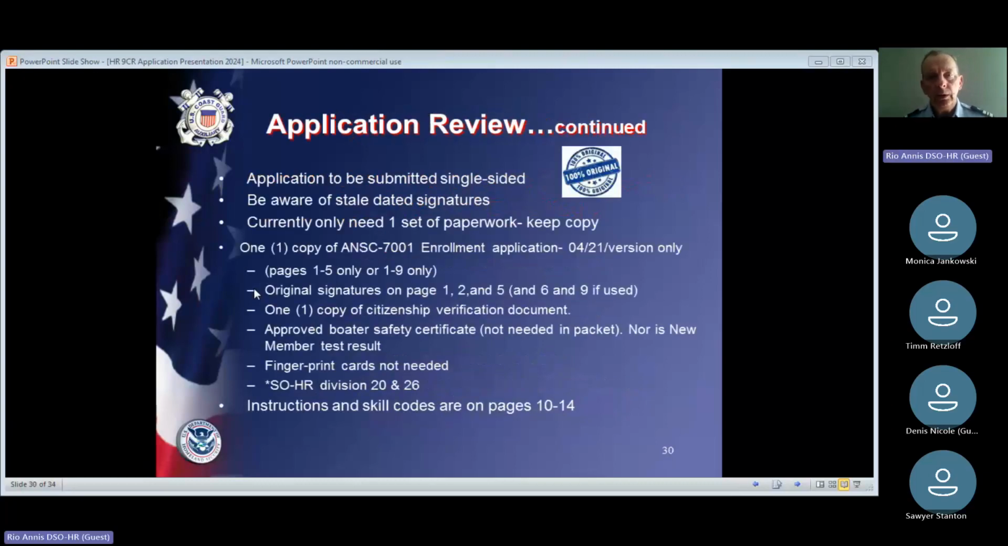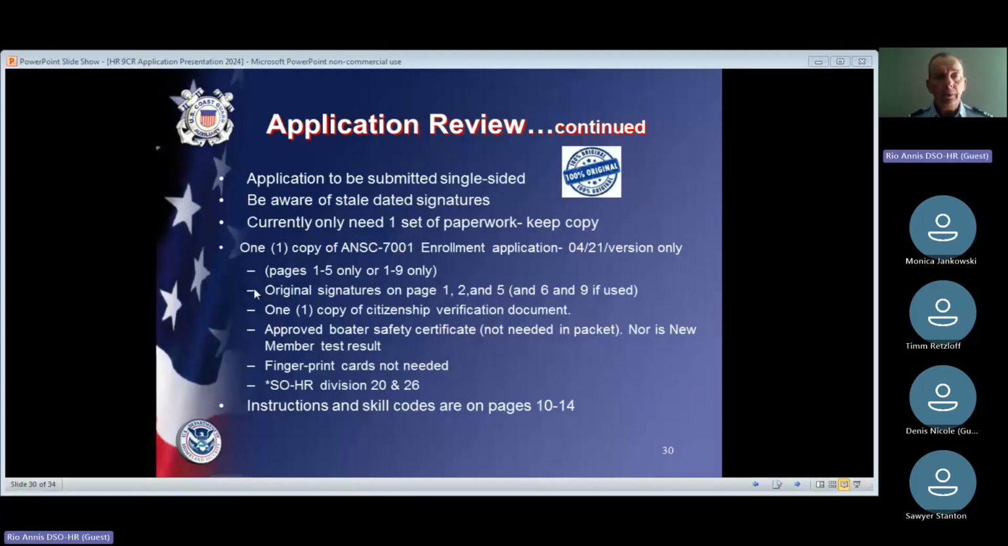So, review, continued here. The application is always to be submitted single-sided, and I have received a few that were printed on both sides. I had to do a little shuffling and copying, and had to get a page re-signed just so I had originals of everything that was needed.